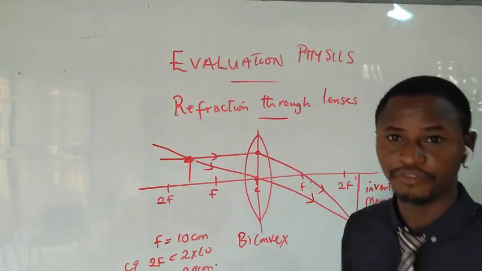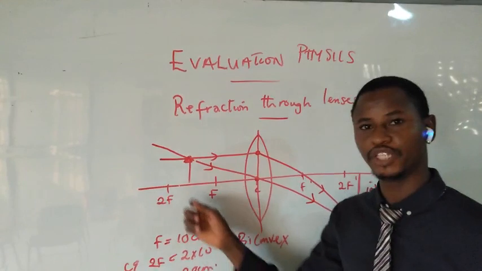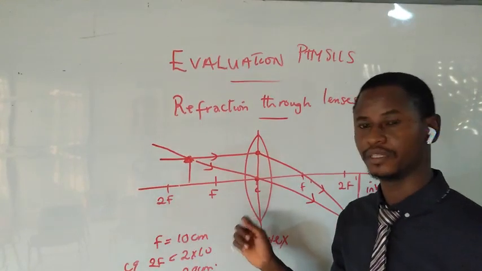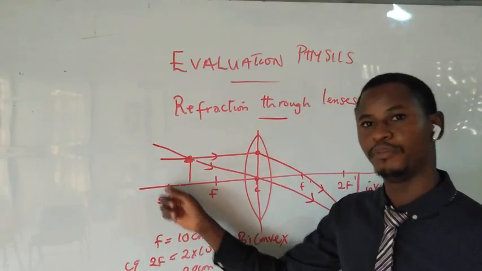You can practice this by putting this object in various positions along this principal axis. It could be at 2F and it could be beyond 2F.